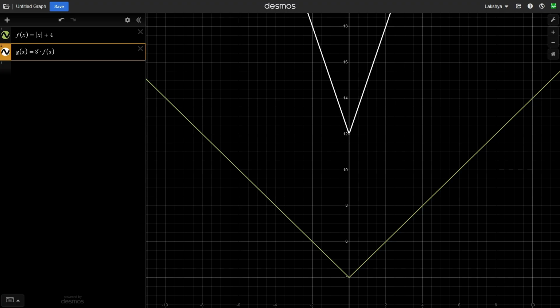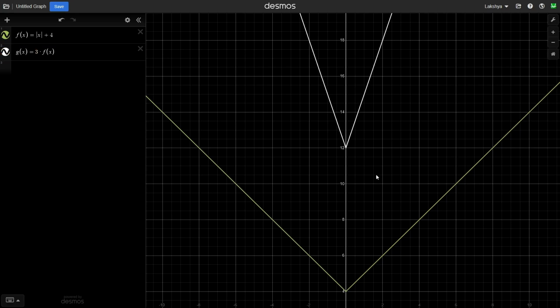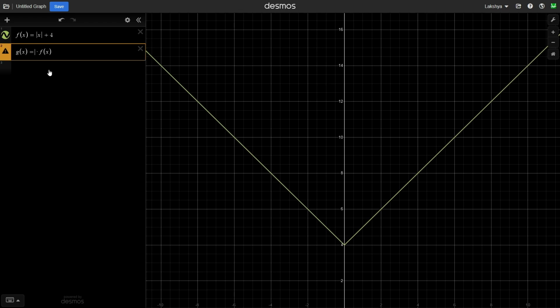If your vertical stretch is greater than 1, in this case it is 3, you're basically going to be multiplying all your y values by that number. So what if your vertical stretch is less than 1? That's what I want to talk about here. Instead of being at 3, let's do 0.5. Let's see what happens if we do 0.5.